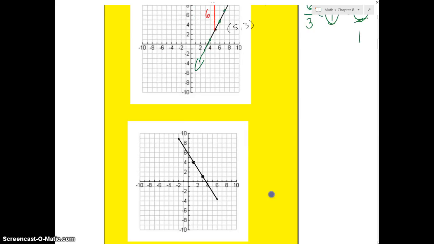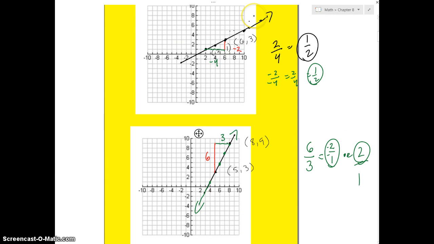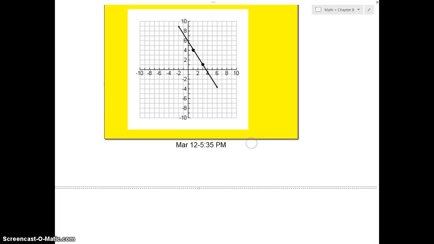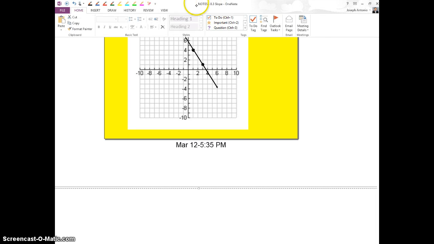Let's look at this last one. Now notice these two graphs go up, which is going to give us positive slope. This one slopes down, which is going to give us a negative slope.